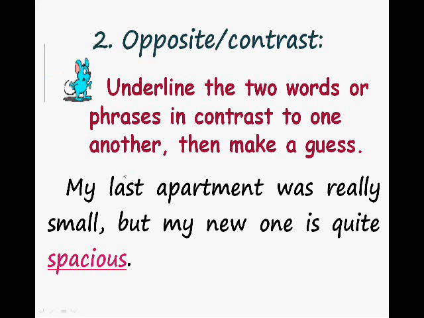So of course here we have more than one pair of words which are opposites. You have last, new. One is the past, the other one new, and you have small and spacious. And there is a word linking these two parts or phrases, which is the word but, and this shows opposite or contrast. So it's like the old apartment was small, but in contrast with that, the new one is spacious.